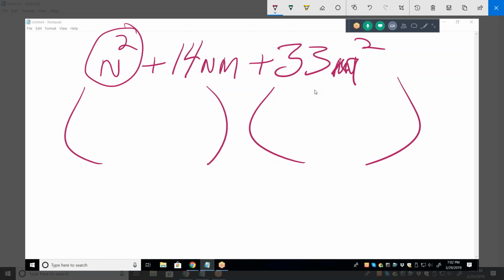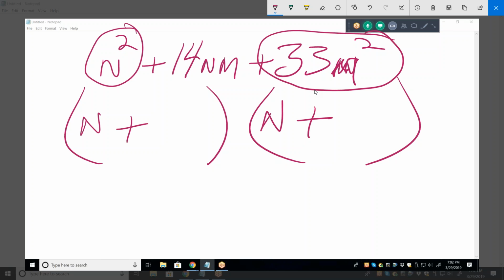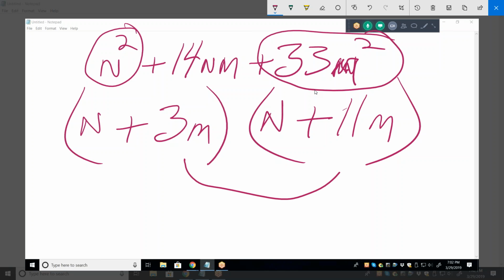So it's a normal quadratic. Split up that first term. So it would just be n and n. What are both signs? Positive. Now we got to split that up. There's a couple ways to split that up. What's the most likely way? Probably 3 and 11. But it's not 3, it's 3m and 11m. Remember that this times this has to equal that. Always.